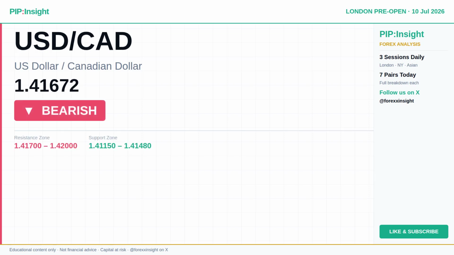Dollar Canada. The chart is showing bearish structure on this session. The 4-hour trend is to the downside and the 1 hour is also pointing lower. Resistance is marked between 1.417 and 1.42. Support is marked between 1.4115 and 1.4148. Here is the full chart breakdown.